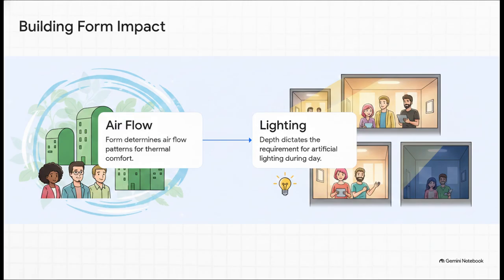But wait, there's more. The actual depth of the building acts as a natural lighting strategy. A highly optimized building depth drastically reduces and sometimes even eliminates the need for artificial lighting during daytime hours. And as you can guess, that cuts energy consumption significantly.